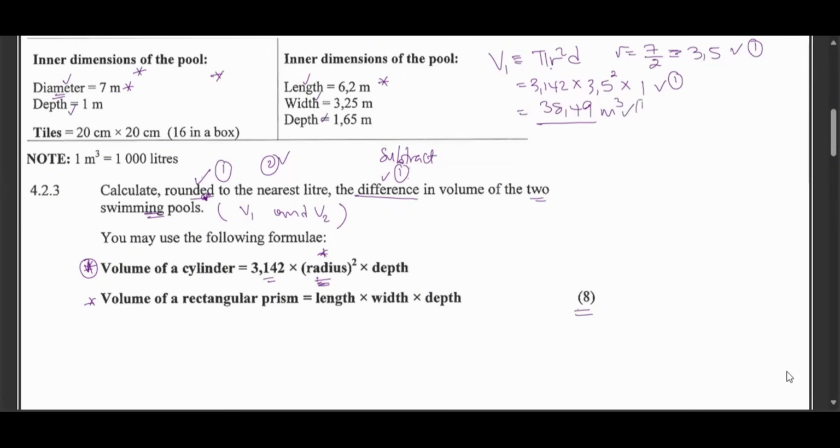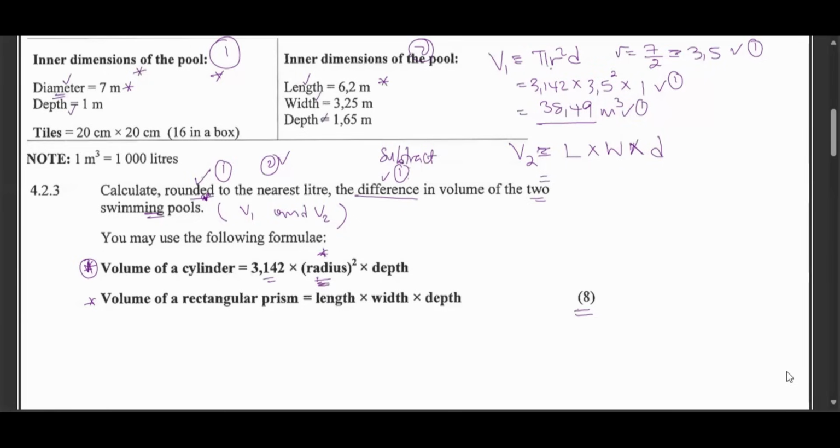I believe I have 3 marks so far. So I continue. This is 1, it's done. I need the volume of swimming pool 2. When I look at swimming pool 2, I have the length, width, and depth. Definitely this one's rectangular. I've not seen any diameter. I've not seen any radius. So I would say L times W times D. Remember we're saying D because it's a swimming pool, and the D is representing depth.